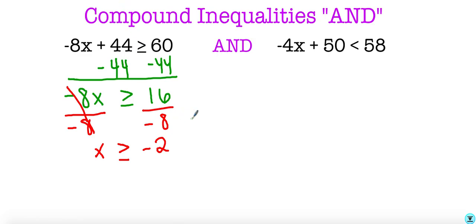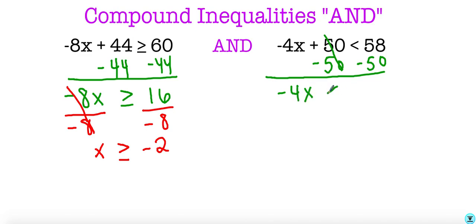And let's isolate x for the second inequality. So first thing is we subtract 50 on both sides of the inequality. Cancels out. I'm left with negative 4x is less than 8. So in order to get x by itself, I need to divide both sides by negative 4. Oops, I almost forgot to flip my inequality here because I divided by a negative. So this should say less than or equal to.